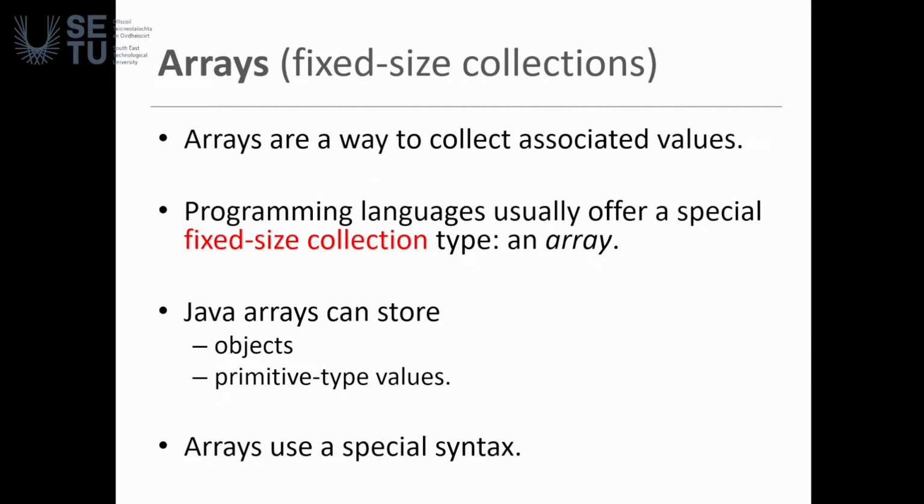But they all must be the same. So an array can only store one type. So if we create an array and we say it's going to store ints, that's what we must put into it. And arrays use a special syntax.